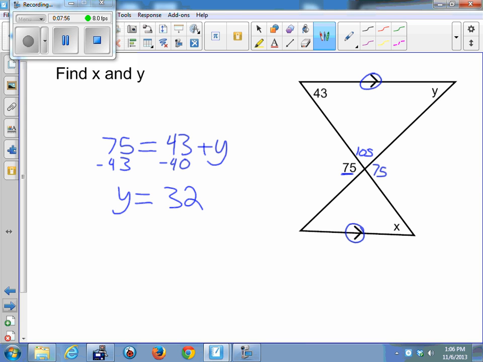Now to find x, we need to use these parallel lines. So this is 43, this is x. These are alternate interior angles. Alternate interior angles are congruent. That means their measures are the same. So in this case, x equals 43. y equals 32. Okay, so there are a lot of different ways to use this. You don't necessarily need to use the exterior angle theorem all the time, but maybe you will, maybe not. You can go a lot of different ways on many of these problems.